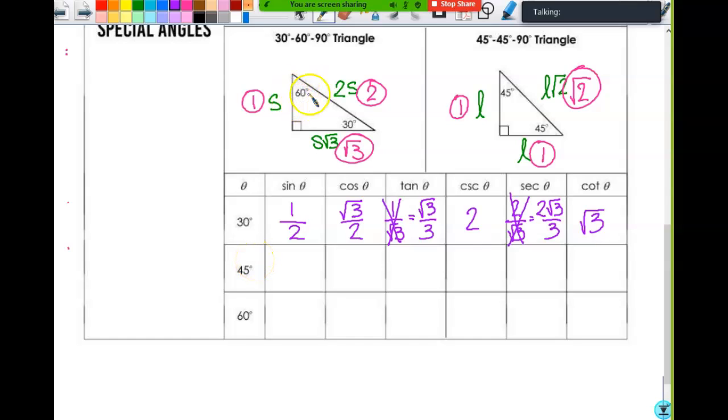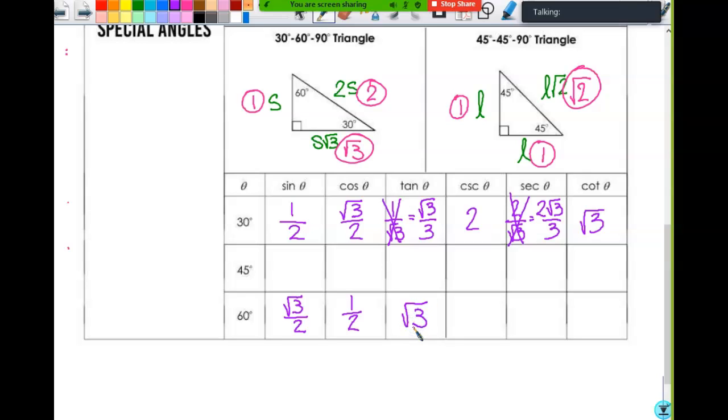So if I take this 60-degree angle and I want the sine, that's going to be the opposite over hypotenuse. It is square root of 3 over 2. Cosine of 60 is going to be adjacent over hypotenuse. That is 1 over 2. Tangent of 60, opposite over adjacent, that is the square root of 3.